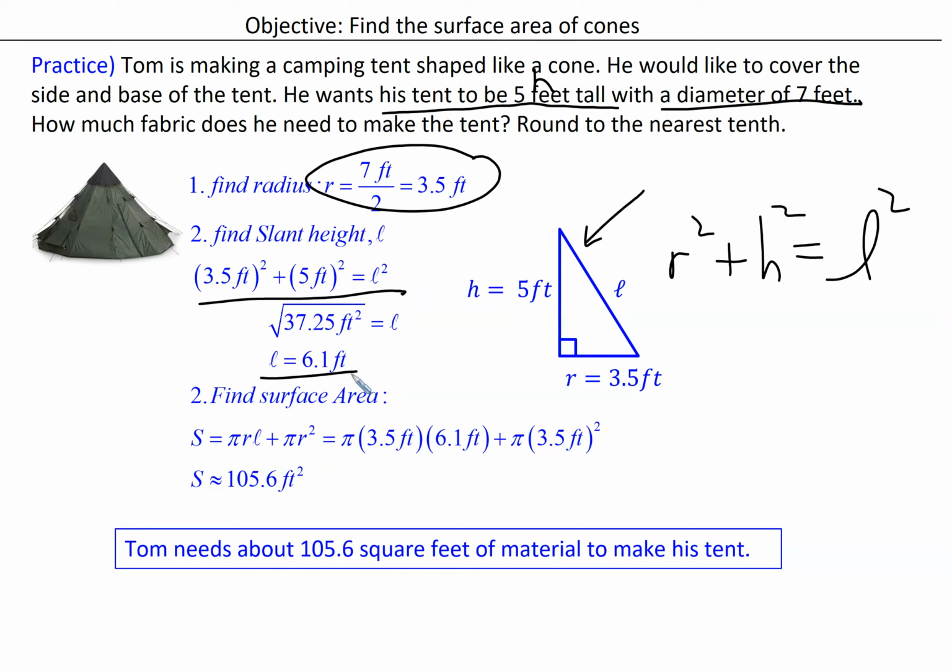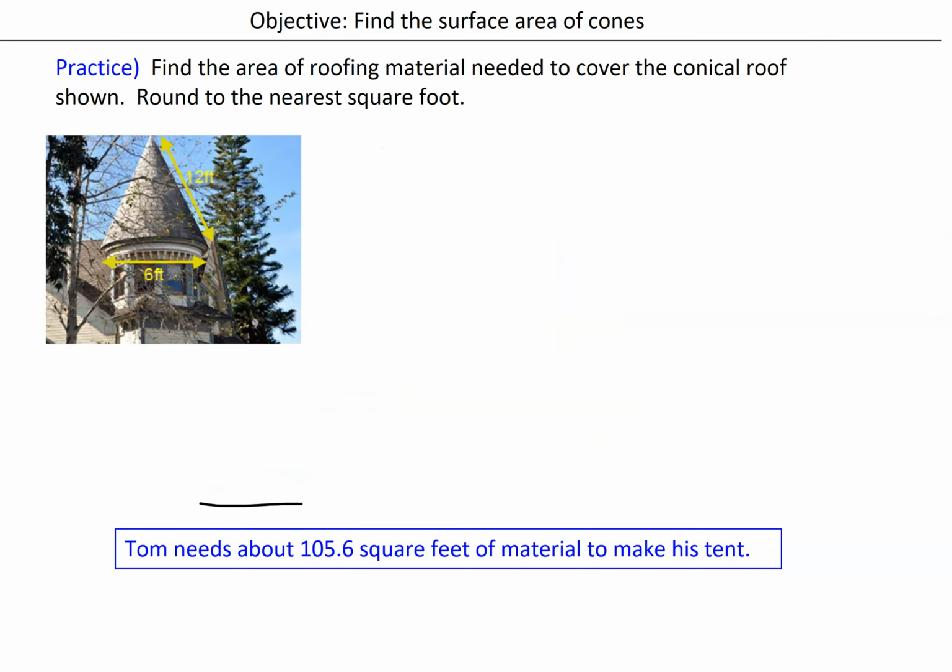And then we want a total surface area, because notice it says he's going to cover the side and the base or bottom of the tent. Don't want to sleep on the dirt. And so we get pi r L plus pi r squared, and rounding to the nearest tenth, about 105.6 square feet. All right, moving on.